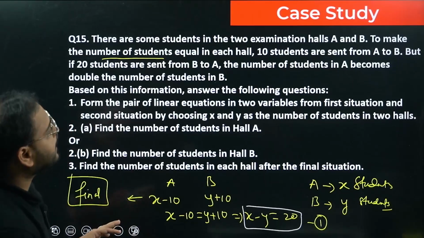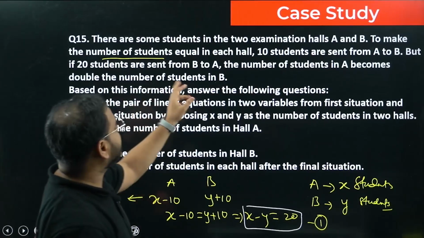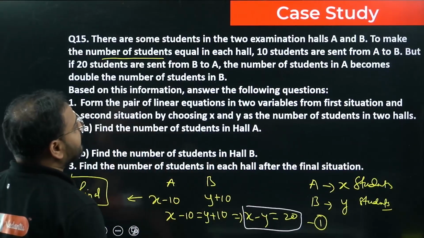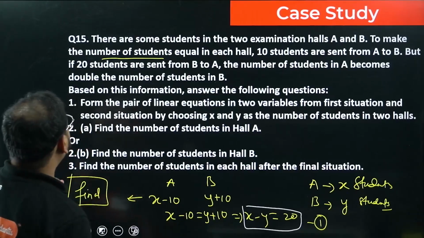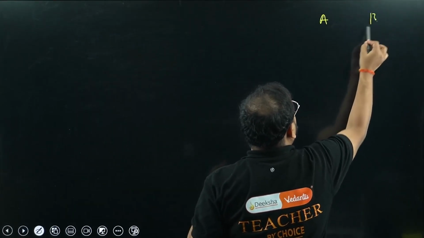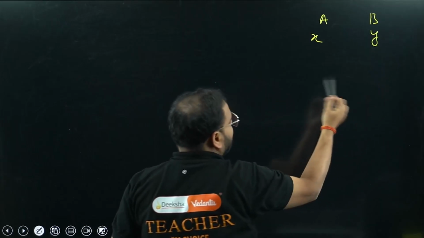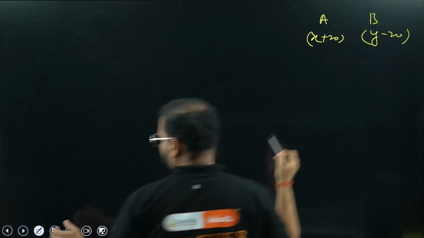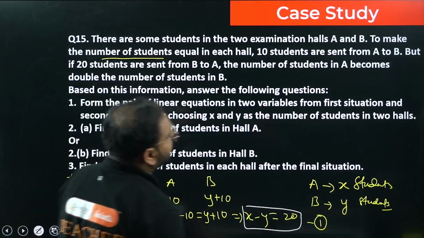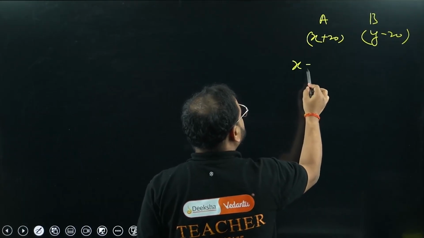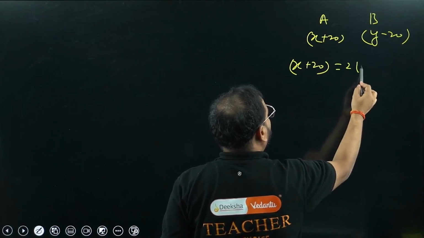Okay, now second statement. But if 20 students are sent from B to A, this is again a situation that did not happen, but if it is happening, we have to write the statement for this also. But if 20 students are sent from B to A, the number of students in A becomes... please check. Before that, again I'll write this. A is having X, B is having Y. B is losing 20, A is getting 20. Now read the condition they're saying: the number of students in A becomes double the number of students in B. So X plus 20 will become double of Y minus 20.